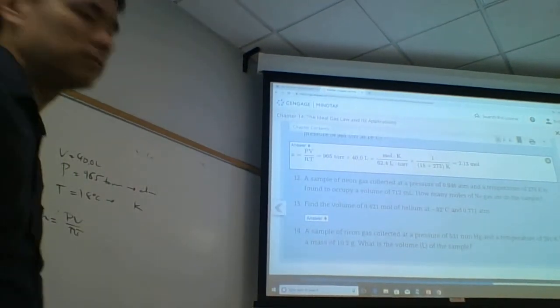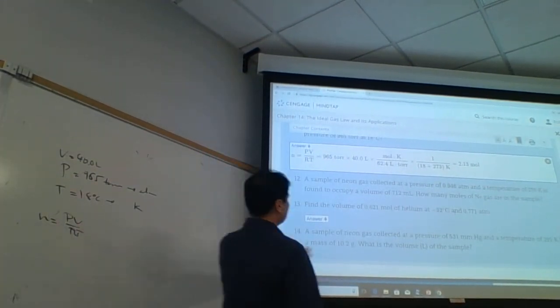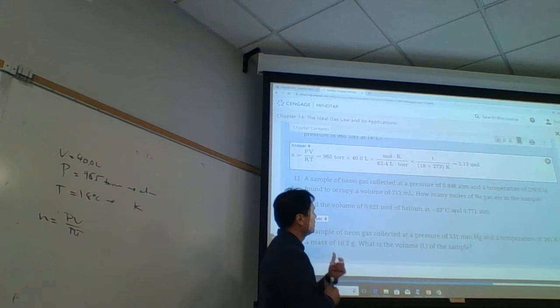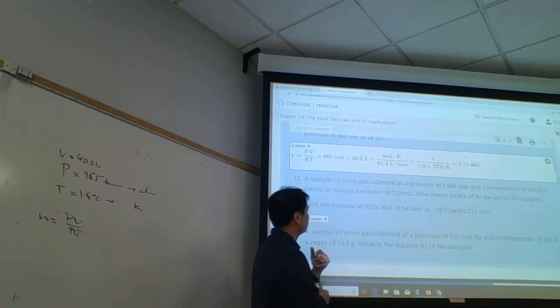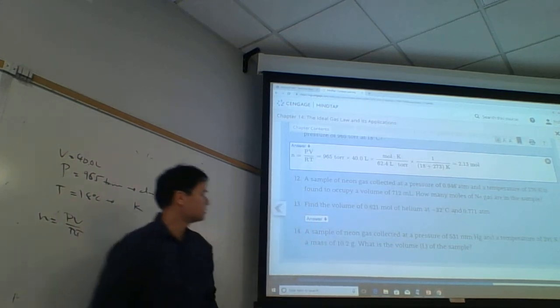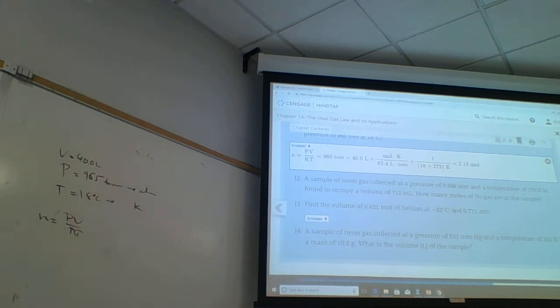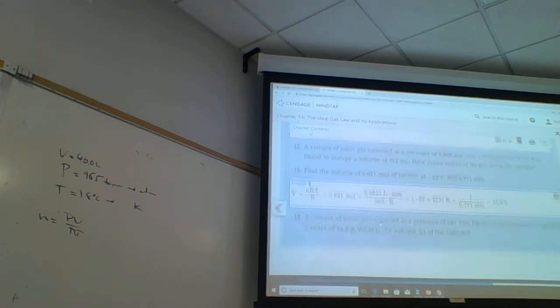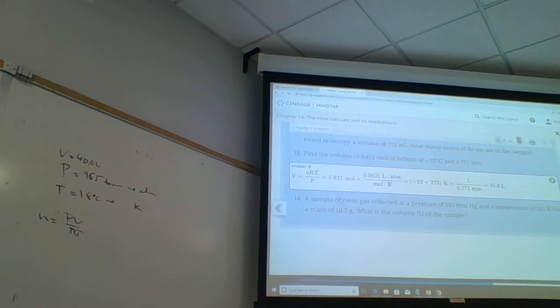All right. So find the volume of 0.621 moles of helium at minus 32 degrees C and 0.771 atmospheres. So again, this is just one unknown, 3 givens. We just got to make sure we have the right units. So these are just making sure the units are correct. So moles is good. Celsius we convert to Kelvin. Atmospheres is good. Volume is equal to nRT over P.